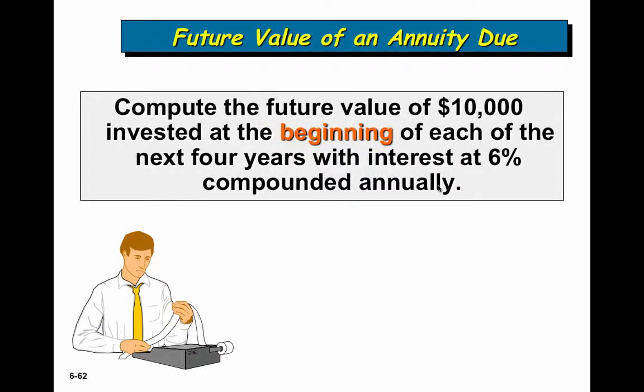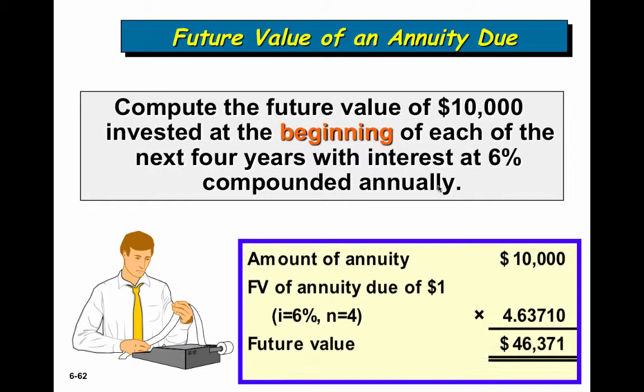Okay, here's another problem you can work through. Again, an annuity due scenario. Again, use the future value of an ordinary annuity and adjust the factor either by multiplying by 1 plus the interest rate or subtracting 1 from the next period's factor. Here's the solution.